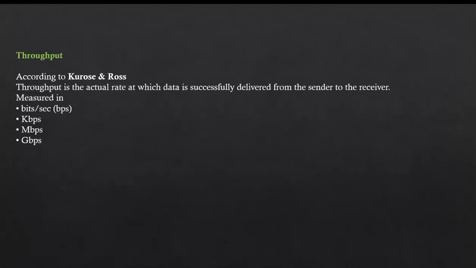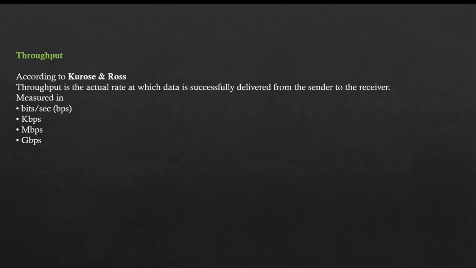Moving on, the first metric is throughput. Throughput is defined as the actual rate at which data is successfully delivered from the sender to the receiver. This is measured in bits per second, kilobits per second, megabits per second, or gigabits per second.